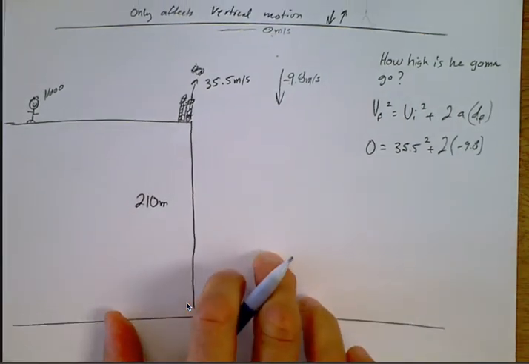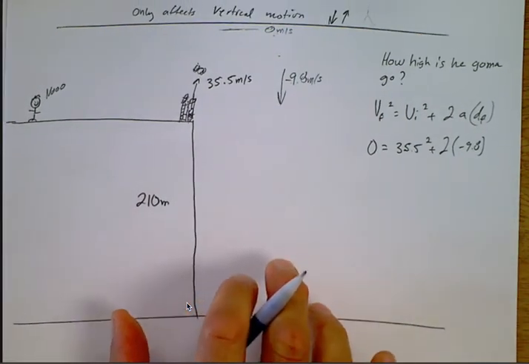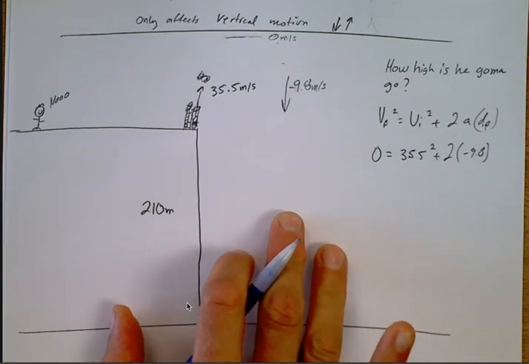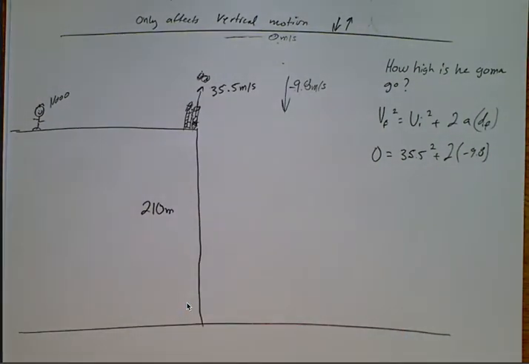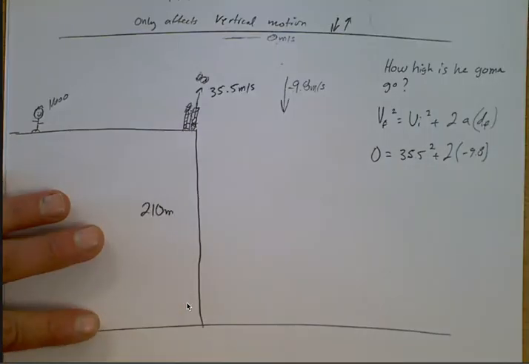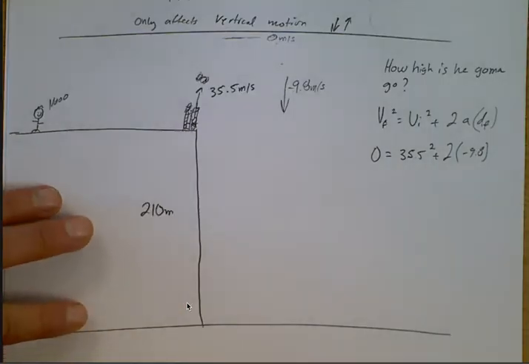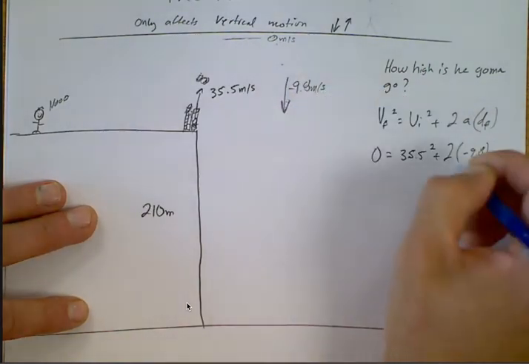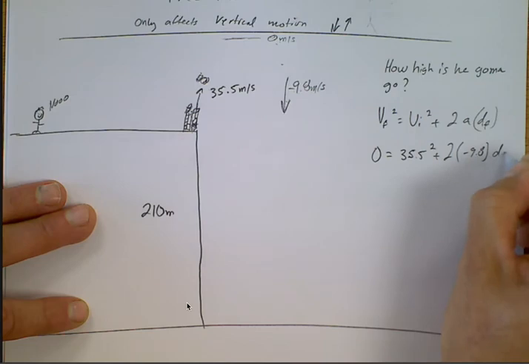So always keep in mind whenever you're doing these free fall questions, what's gravity doing? Is it slowing it down, or is it speeding it up? If gravity is going in the same direction as your velocity, then it's going to be positive. If it's going in the opposite direction, like here, it's going to be negative. So I got my displacement final.